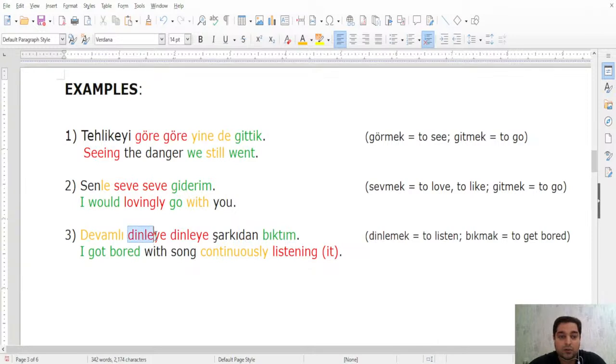So dinlemek is to listen, right? So it ends in a vowel, and therefore you add this ye, right, rather than e, together with the fusion letter, right? Dinleye dinleye şarkıdan bıktım. How did you get bored? By continuously listening. Devamlı means continuously, right? By continuously listening to the song, listening to the song repetitively. Okay, so devamlı dinleye dinleye şarkıdan bıktım. I got bored with the song by continuously listening to it. Okay.